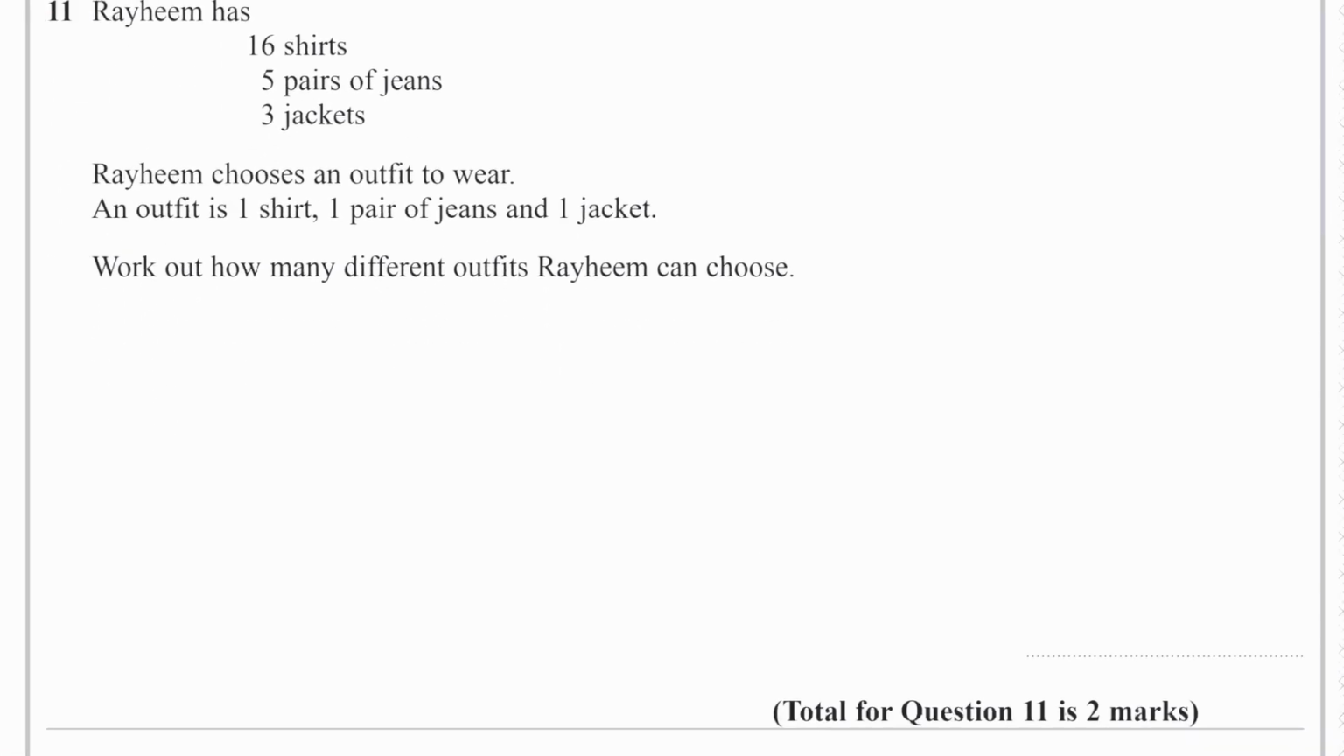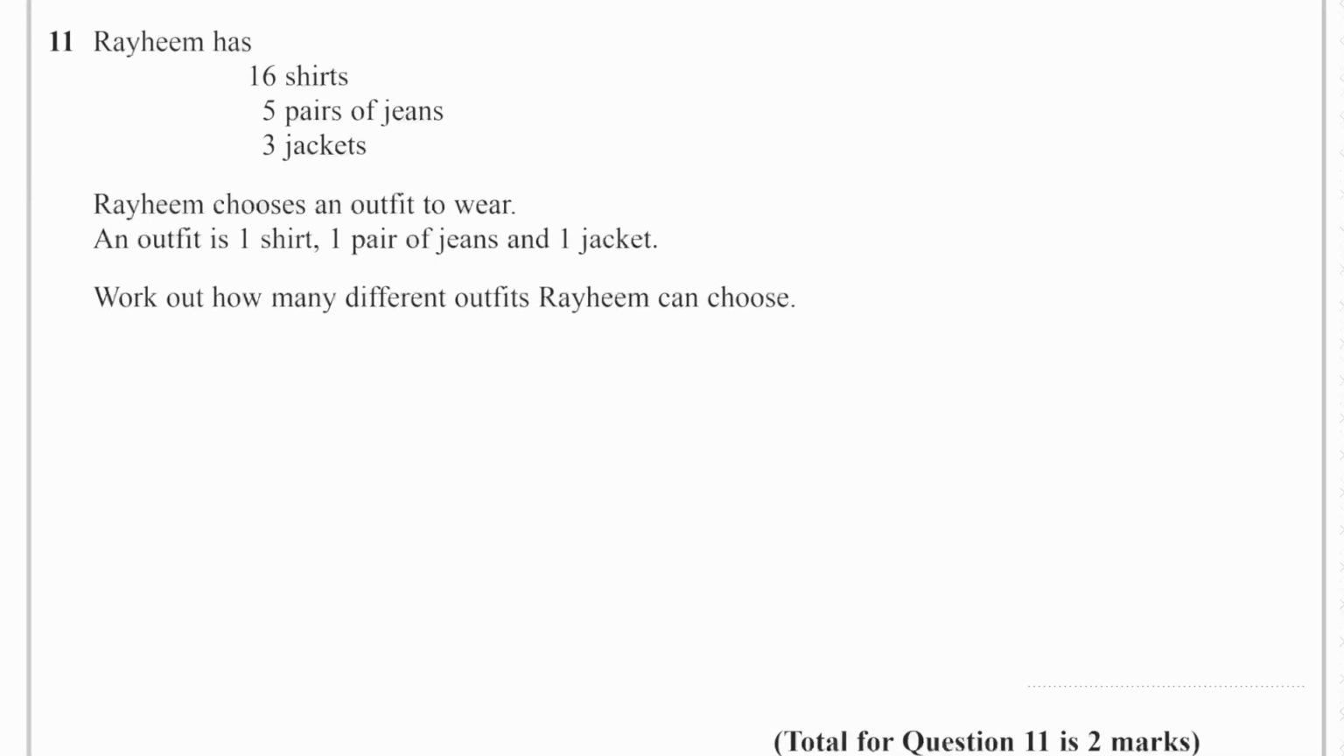Okay, question 11. Raheem has 16 shirts, 5 pairs of jeans, 3 jackets. Raheem chooses an outfit to wear. An outfit is 1 shirt, 1 pair of jeans, and 1 jacket. Work out how many different outfits Raheem can choose. So when you have a question like this where you have different options, basically to get the total number of options, you just multiply them all together. So 16 multiplied by 5 multiplied by 3. Okay, and if you put that in your calculator, you should get 240.